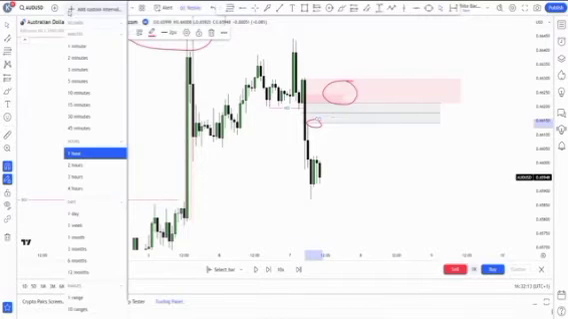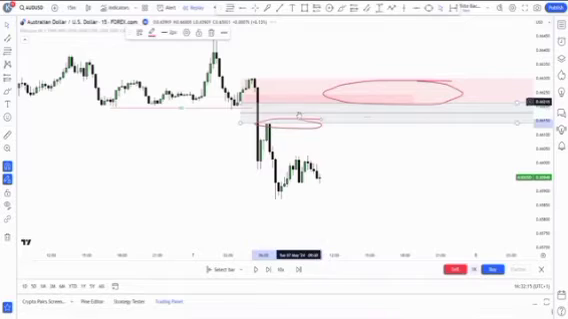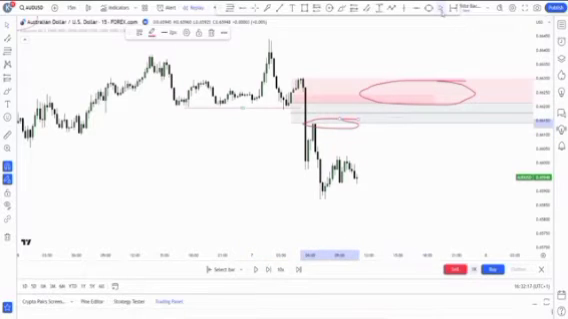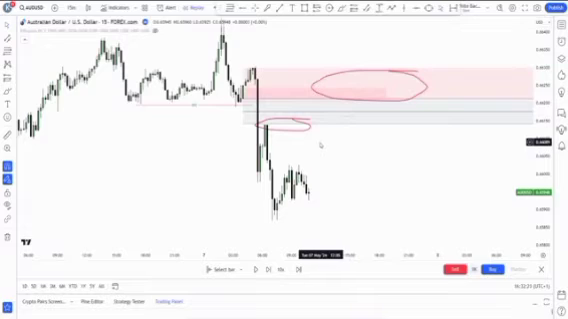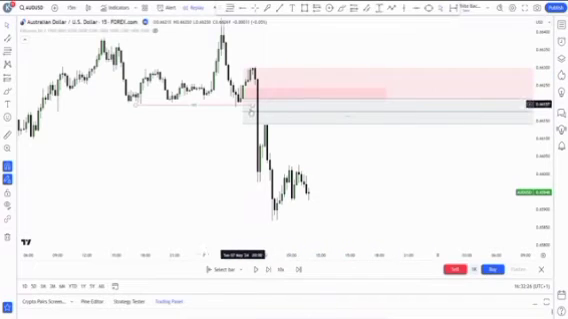That was what made me go to the 15-minute so I could see if there is any other institutional reference point I can use as a confluence. So right here was what I saw from the 15-minute time frame. Price had a very nice mitigation block.